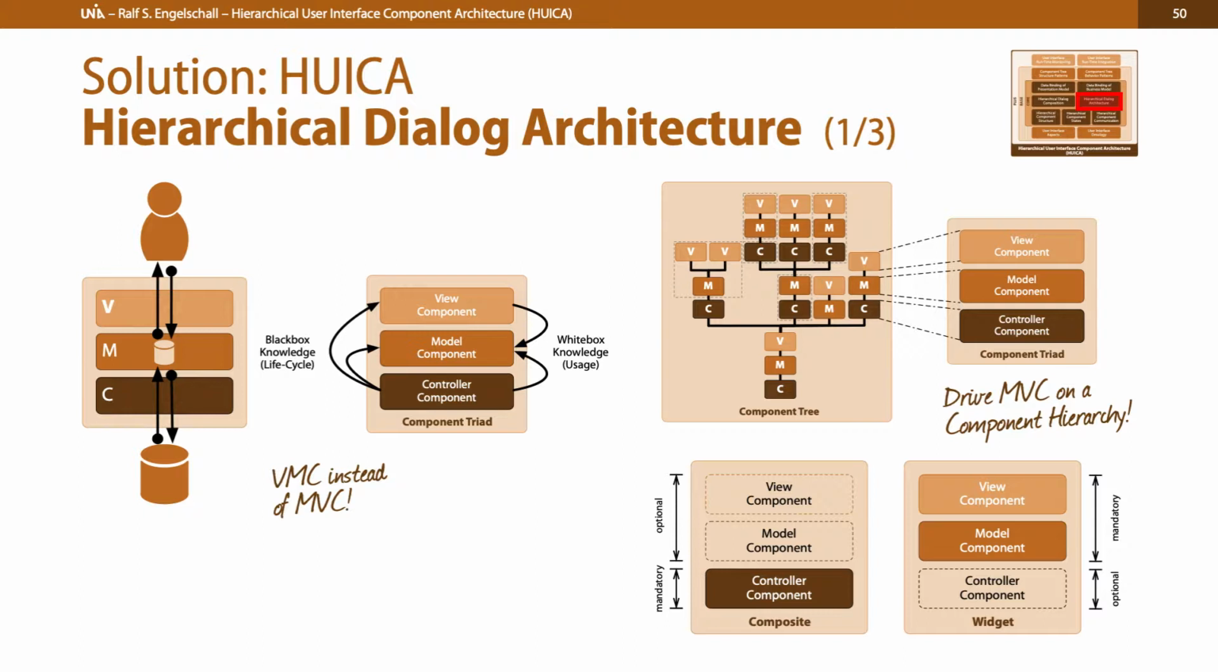Finally, as we have already seen in the ontology, there are two variants of this component triad. One variant is for composites, where the controller component is mandatory and the model and view components are optional. And the other variant is the widget triad of components, where the controller component is optional while the model and view are mandatory.